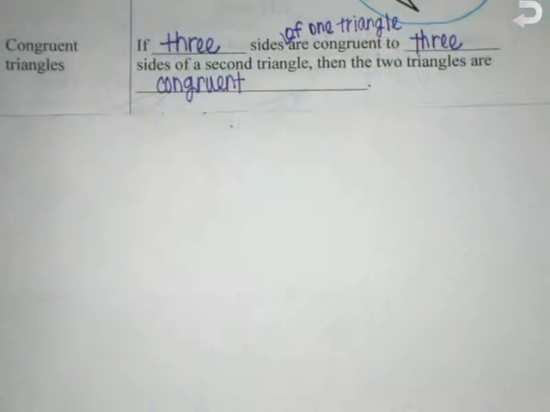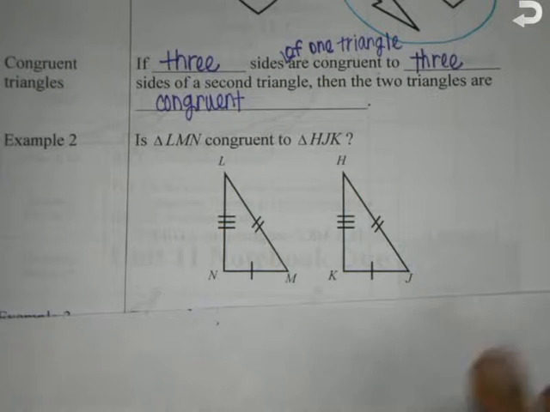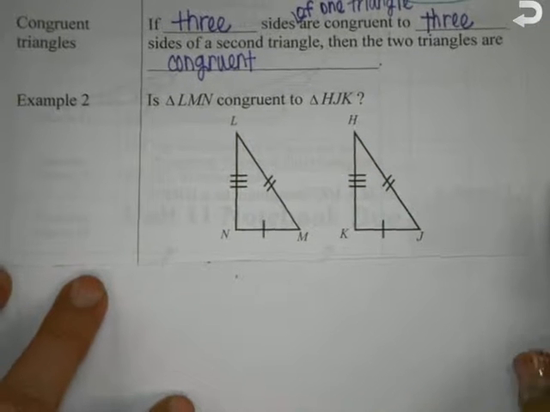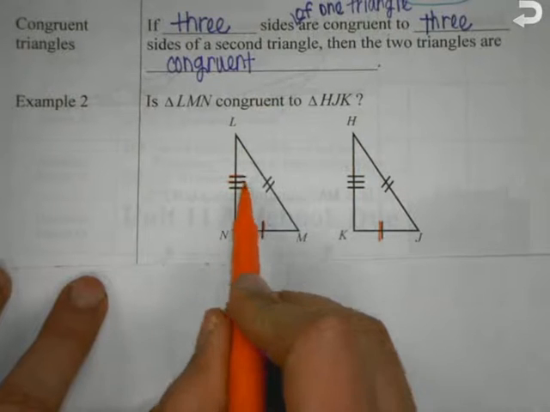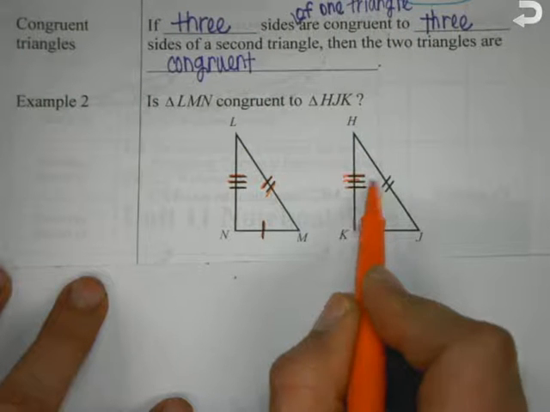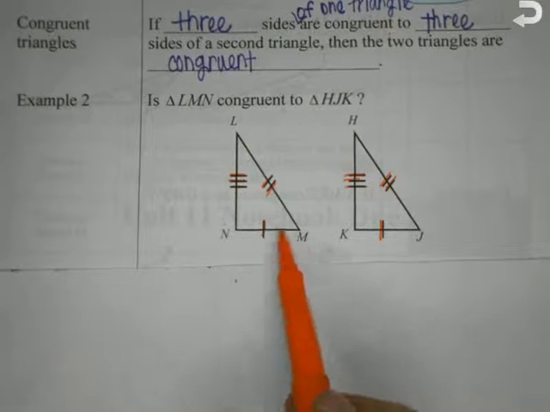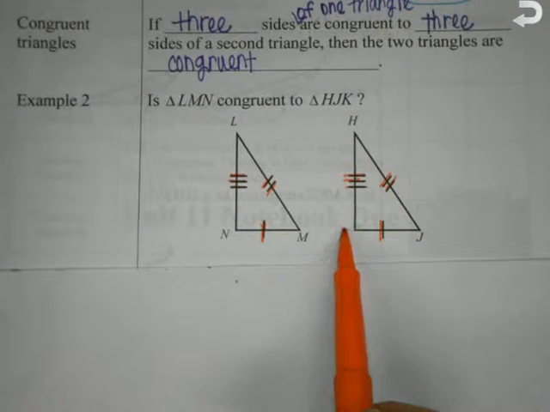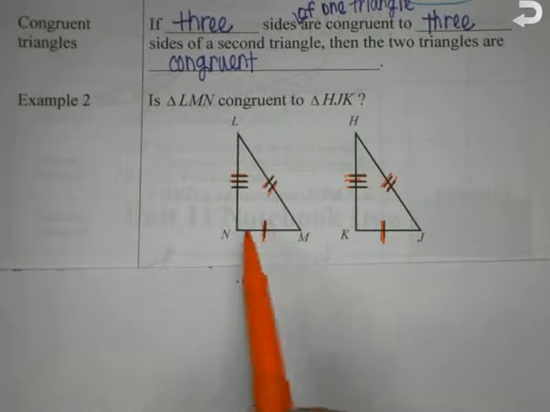So, let's look at two triangles, example 2. Now, there's something a little bit different here. There are some dashes along the sides. Does anybody know what the dashes mean? Brittany? That they are the same length, right? So the line segment NM has one dash, and the line segment KJ has one dash. The fact that both of them have one dash means that these two lines are the same length.